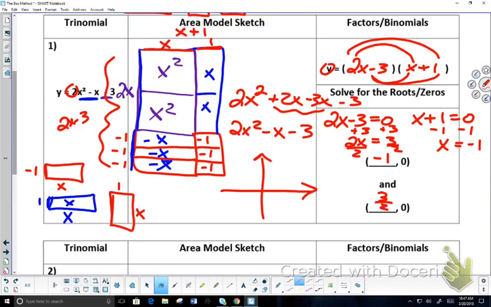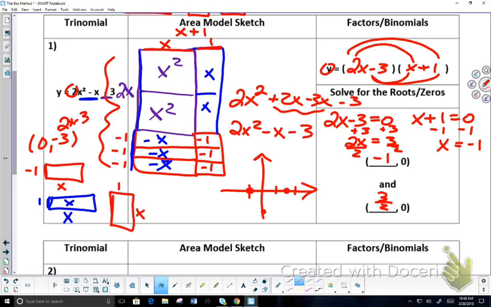So if I were to actually graph this, at -1 I would have a 0, correct? And at 3/2, I would have a 0. Does anybody know what the y-intercept is? 0? How could that be? Do we remember back in our quadratic book when we had to find the y-intercept, there was a real quick trick when you looked at the standard form? It's -3. Very good. It's the constant, right? So I got a y-intercept at 0, -3. So I could plot that like right here.